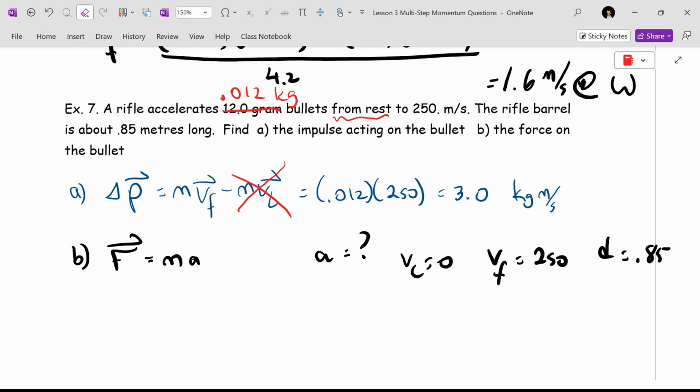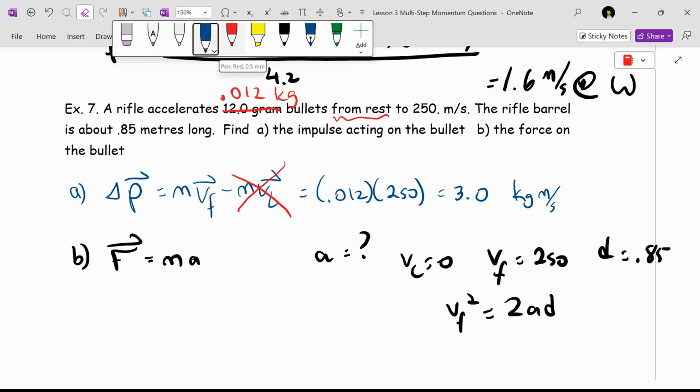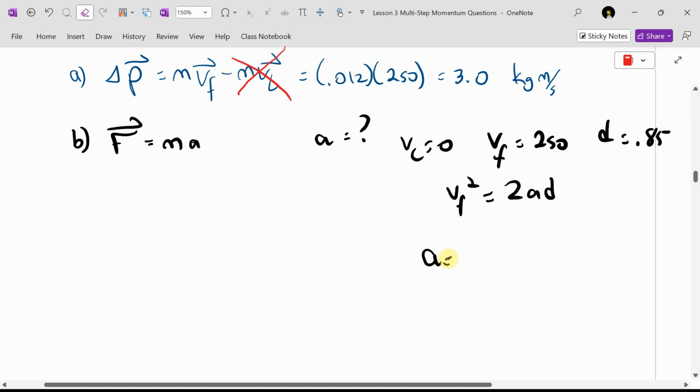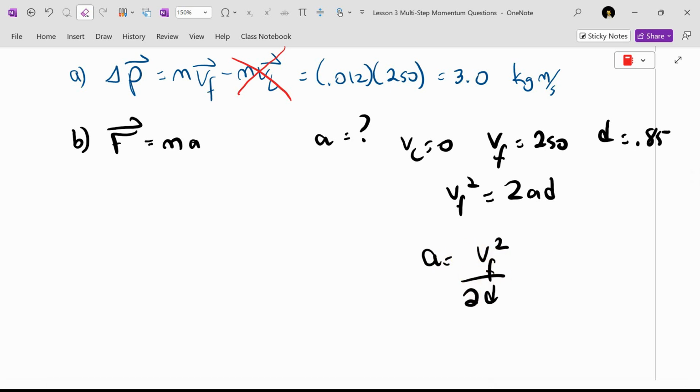You didn't waste my time. Thank you. You said, Mr. Dueck, A equals, no, not A equals, you said VF squared equals 2AD. And now, Cole, let's get the A by itself. How do I move the 2 and the D over? Do I need to square root here? No, because it's not an A squared. If I was trying to get the V by itself, sure. Here, A is going to be VF squared divided by 2D.